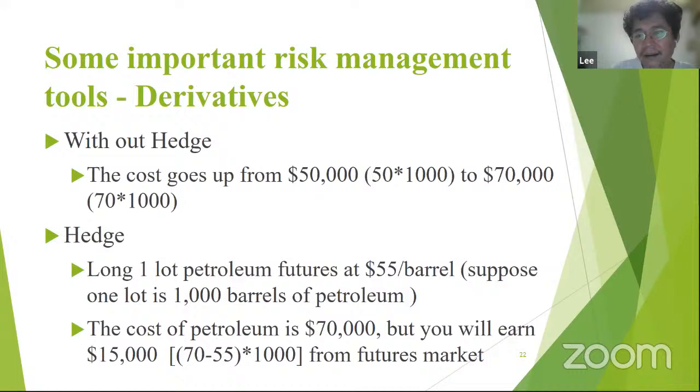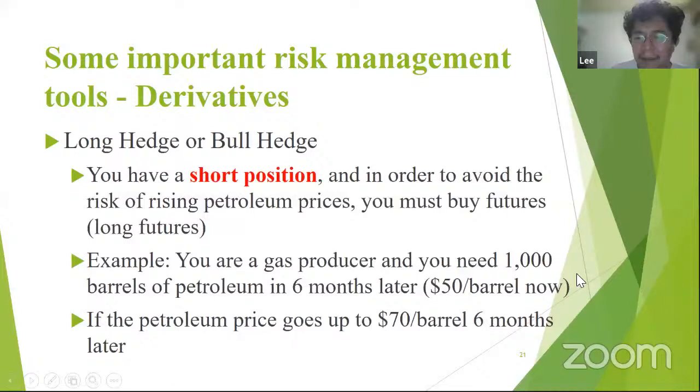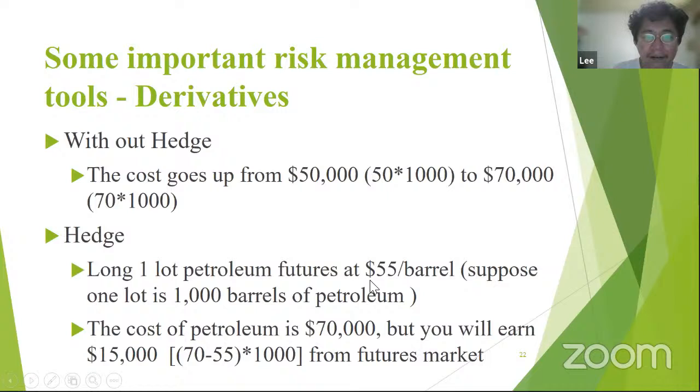Okay, so how about hedge? Suppose you long one lot of petroleum futures at $55 per barrel. In the beginning, the spot price in stock is about $50. This is maybe foreign stock. So on that day, the futures price is 55. And suppose you just long a lot of petroleum futures at $55 per barrel.